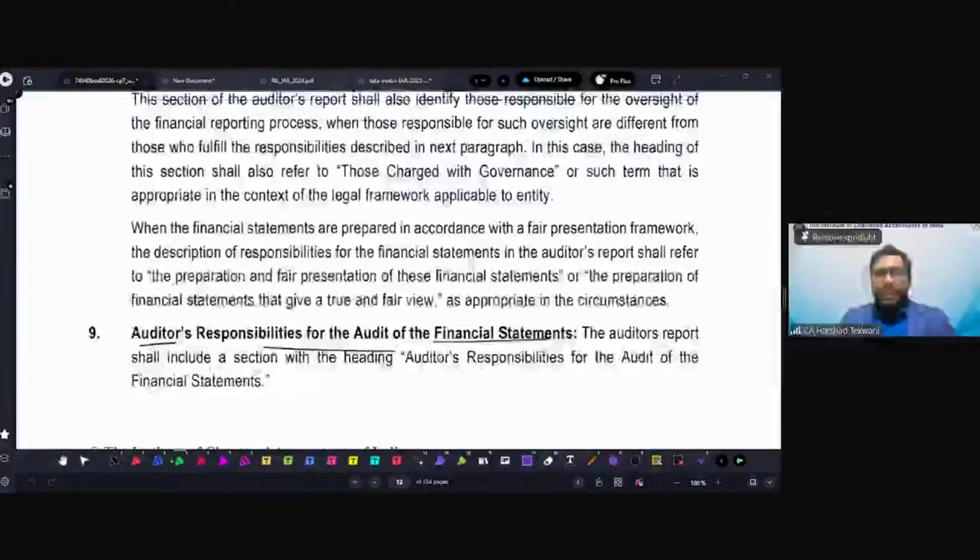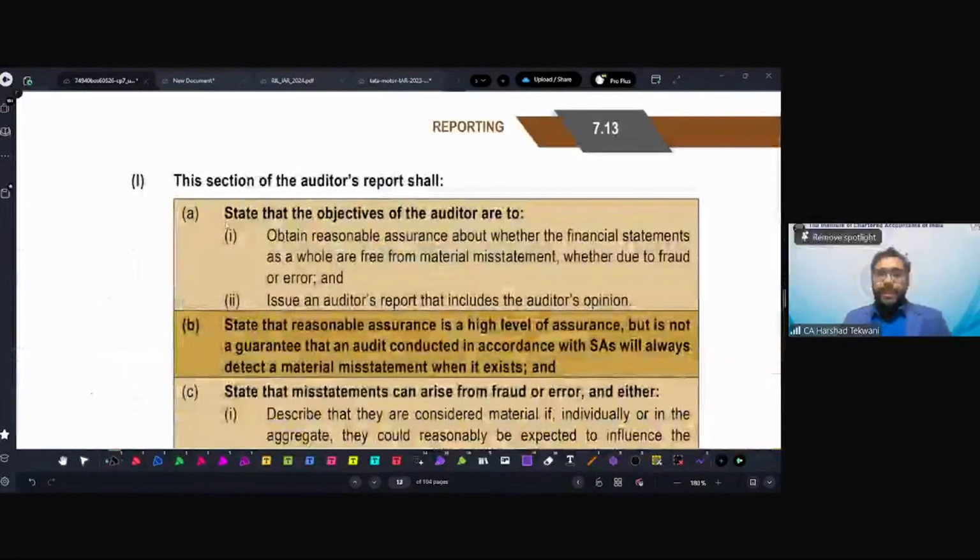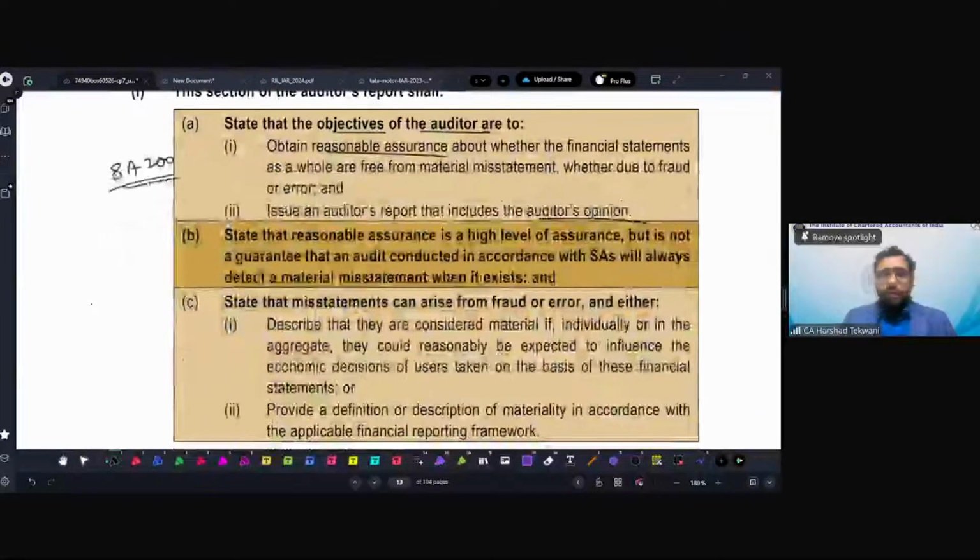So on page number 17.12, you have point number 9, which talks about auditor's responsibility paragraph. Then the first thing is the overall objective of the auditor of reasonable assurance and auditor opinion that you are required to include. So as per SA 200, that you are required to mention, that we have seen. Mention about the reasonable assurance. Already we have seen.